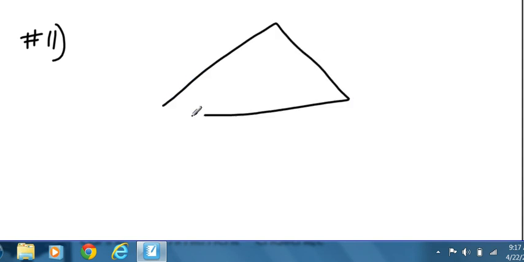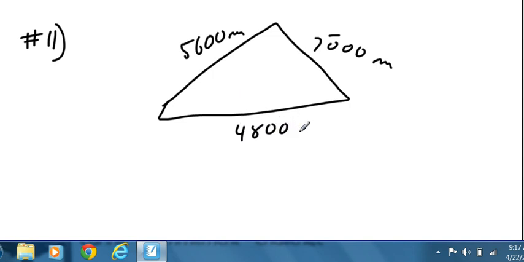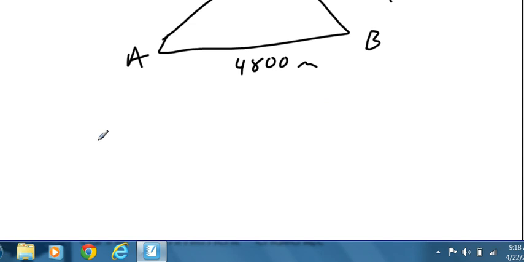All right, looking at number 11 next. Well, I've got a triangle and all I have are sides. So I've got 7,000 meters to 2 significant digits and 5,600 meters to 2 significant digits and 4,800 meters to 2 significant digits. So now the issue is we have to solve for A, B, and C. All right, so we'll go with A first.